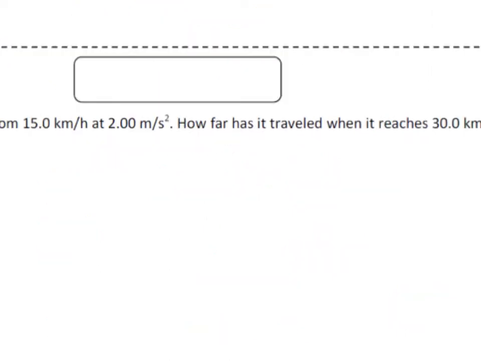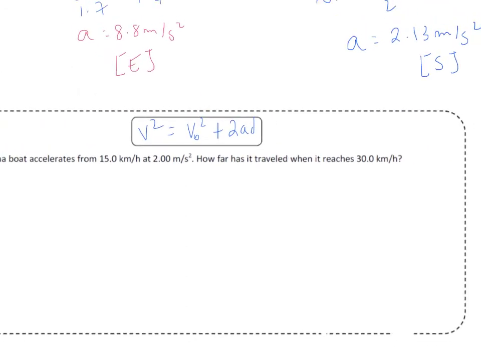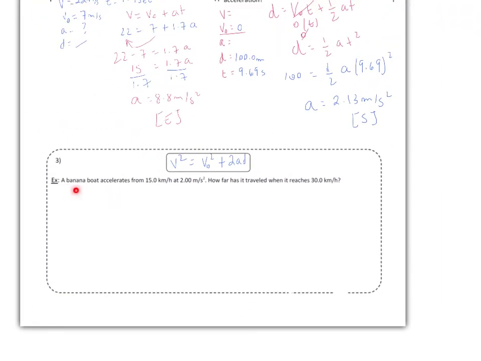The next equation that we could use during uniform motion is v squared equals vo squared plus 2ad. Alright, so let's read what the question says. A banana boat accelerates from 15 kilometers an hour at 2 meters per second squared. How far has it traveled when it reaches 30 kilometers an hour? Okay, so notice again that we have kilometers an hour, so we have to convert the units.